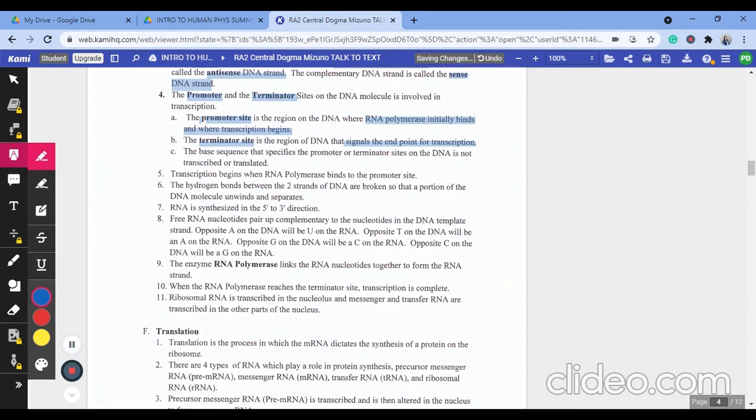Transcription begins when RNA polymerase binds to the promoter site. The hydrogen bonds between the two strands of DNA are broken so that the portion of the DNA molecule unwinds and separates.